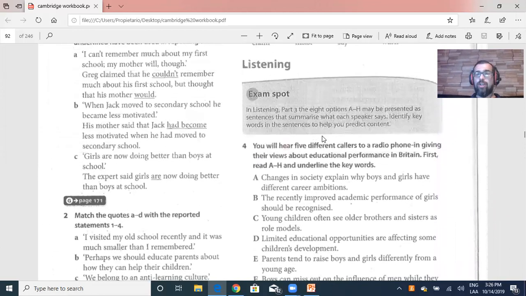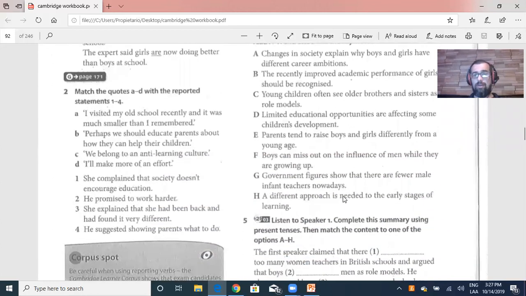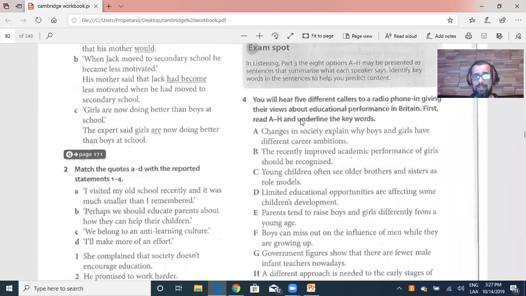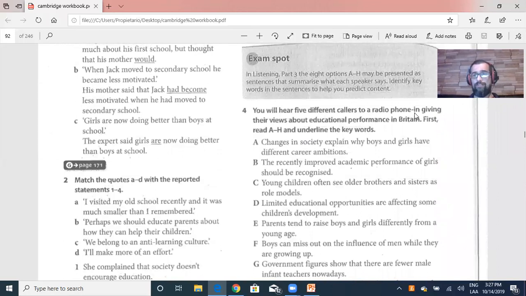Now, there's another listening part that we're going to be working on, and we're going to be practicing a real part of the test, part three of the listening test. It says here in listening part three, the 8 options A to H may be presented as sentences that summarize what each speaker says. Identify keywords in the sentences to help you predict content, right? So these are the examples that we have. It says you will hear 5 different callers to a radio phone-in giving their views about educational performance in writing. So first read A to H and underline the keywords.